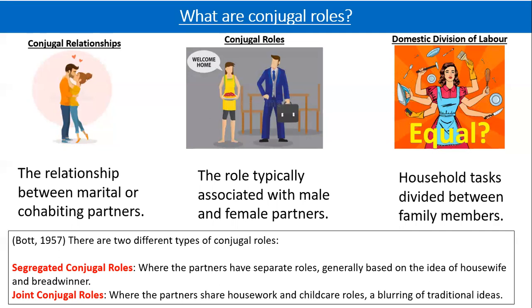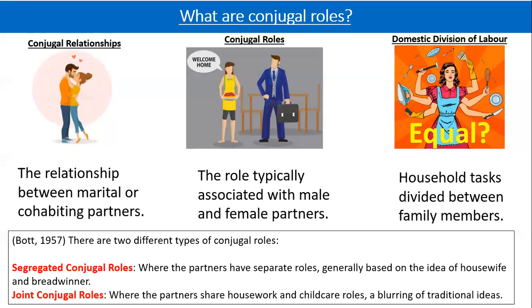There are two types of conjugal roles that Bott identifies, as you can see at the bottom of the screen. Once you've written down those three concepts, the really key bit is that you get down those two different types of conjugal roles, because that's what the lesson is going to be based around. You've got segregated conjugal roles, where the partners have separate roles. Generally, it's based on the idea of the housewife and the breadwinner. The breadwinner goes out and works, providing economically for the family, and the housewife performs the domestic chores at home, maybe giving emotional support as well.